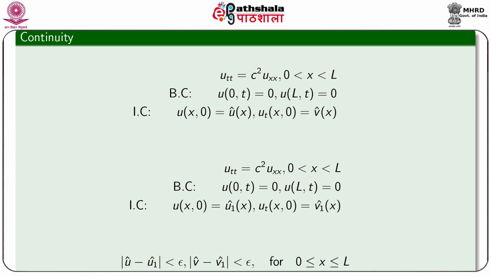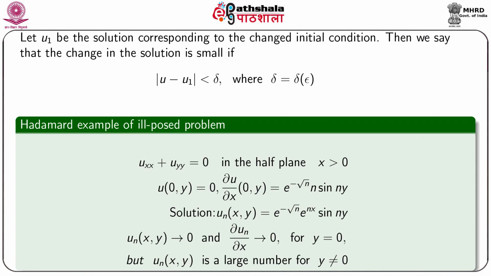Now, we can say that this problem is stable if the solution of the first set of equations and the solution of the second set of equations differ by a very small amount. In the mathematical sense, if u1 is the solution of the correspondingly changed initial condition and u is the solution of the original problem, then if norm of u minus u1 is less than delta, where delta is greater than 0, some suitable constant that depends on epsilon, we can say that the continuity condition also holds.